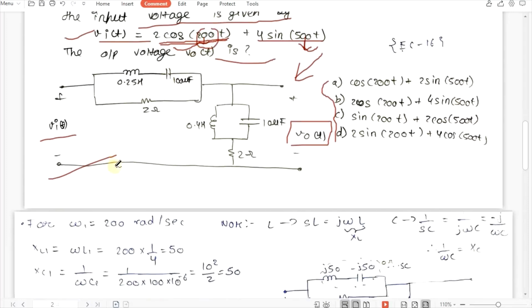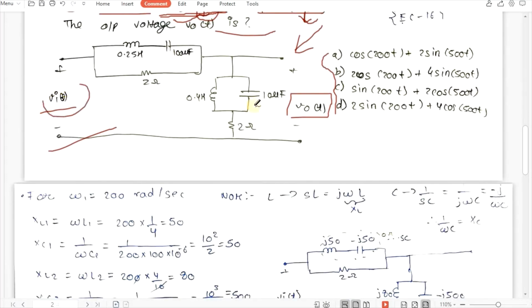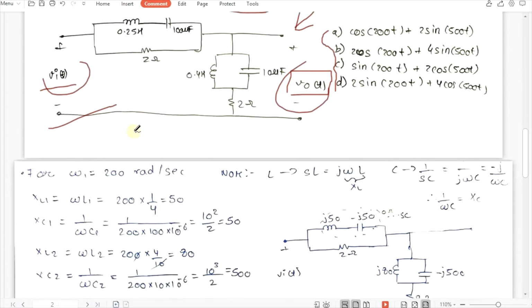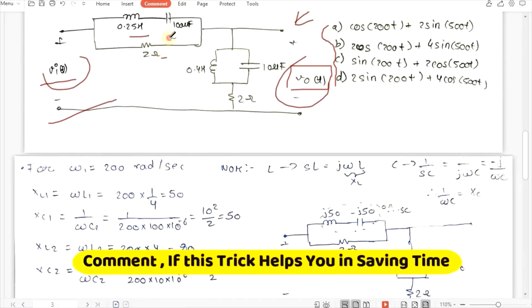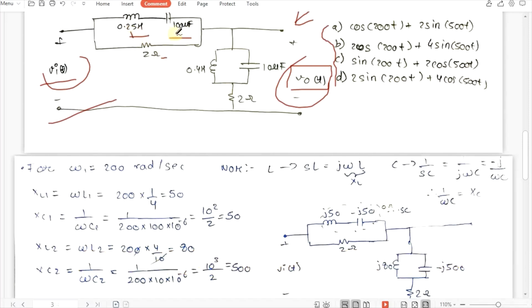Okay, so as we have already decided, we will keep VIT and VOT as they are. We are going to change only the other elements such as R, L, C. R will stay as it is. We have to convert L and C. Let's say this is L1, this is C1, this is L2 and this is C2. So we have to convert into the Laplace domain.